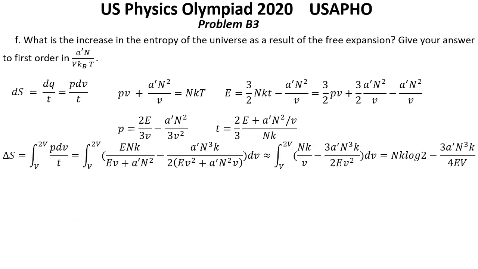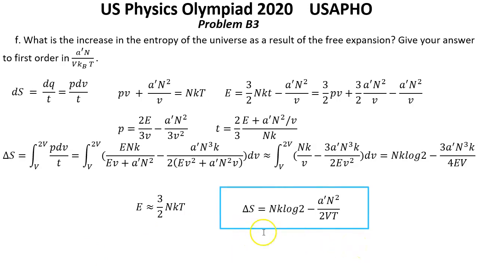So by definition, the change of entropy delta S equals the integral from V to 2V of this expression, and after substituting P and T we got this one. After Taylor expanding we got this expression, and this expression we can integrate fully, which gives this one, and energy is approximately equal to 3 over 2 NKT. Finally we got the change of entropy as this expression, which is the answer for question F. We have finished problem B3.